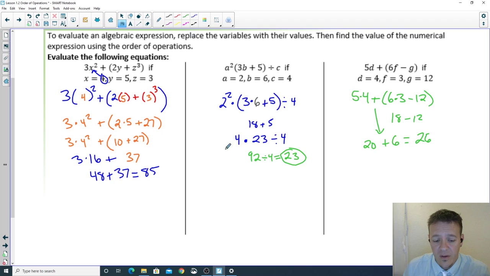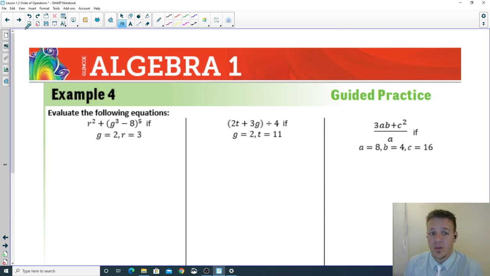So what I want you guys to do now is please work on these 3, right? So plug in the numbers into the letters and solve accordingly.